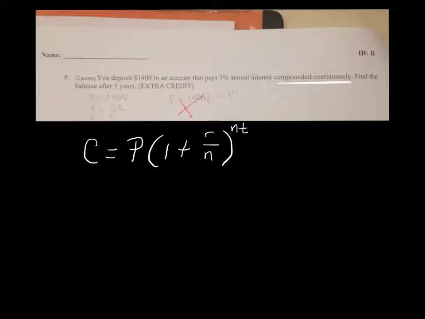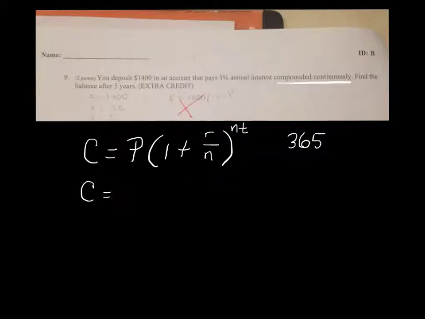Okay, for this problem, you have the wrong equation written there. So the equation should be C equals your principal times 1 plus your rate divided by the number of times you're doing it per year. So you're compounding continuously here to the n times t, where n is again the number of times you're compounding each year. So continuous means that you're going to do it every day. So if you're doing it every day, there's 365 days a year. So what you're going to do is you're going to substitute that n by 365.